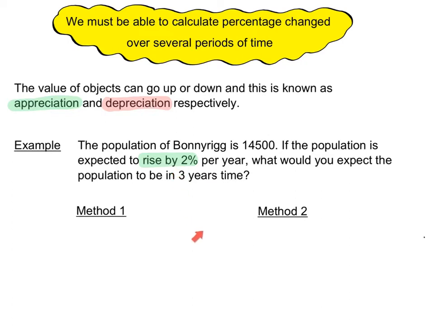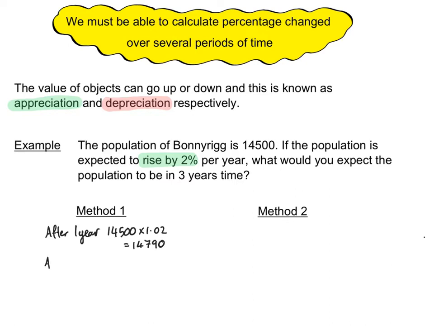So we're going to look at two methods. One is going to be quite long, but it has its uses, and the other is a much shorter method, which will be the main method we'll use as the course goes on. So method 1, we're going to break it down into steps. After 1 year, we already know how to increase something by 2%, so we're going to take our 14,500 and increase it by 2%. That means I would now have 102%, so multiply it by 1.02 and that gives us 14790.